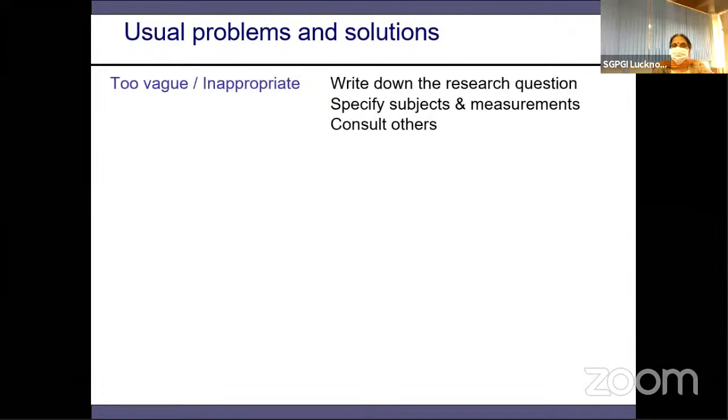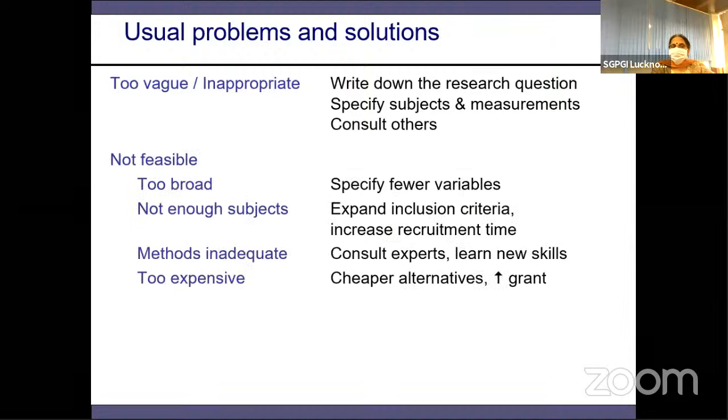So the usual problems which we face are that the research question is too vague. It's absolutely inappropriate. So you need to write down the research question, specify it, use all these points and then write your synopsis. It could be that it's not feasible. It's too broad. You want to do 100 things under the earth, which is not feasible to do in such a short time. So you specify fewer variables.